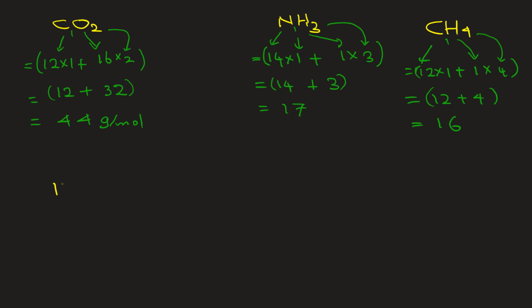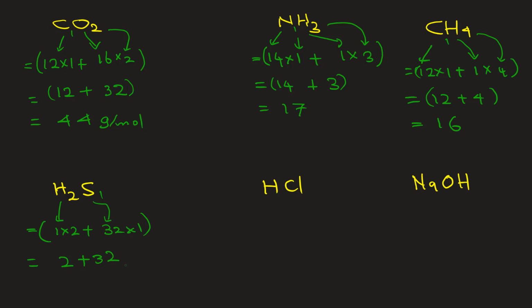Let's look at a few more examples, a little bit different ones. So H2S, hydrogen sulfide, hydrochloric acid, and sodium hydroxide. So first one, hydrogen is 1, there are 2 hydrogens, so 1 times 2. Sulfur is 32 and there's only 1, so 2 plus 32, 34.